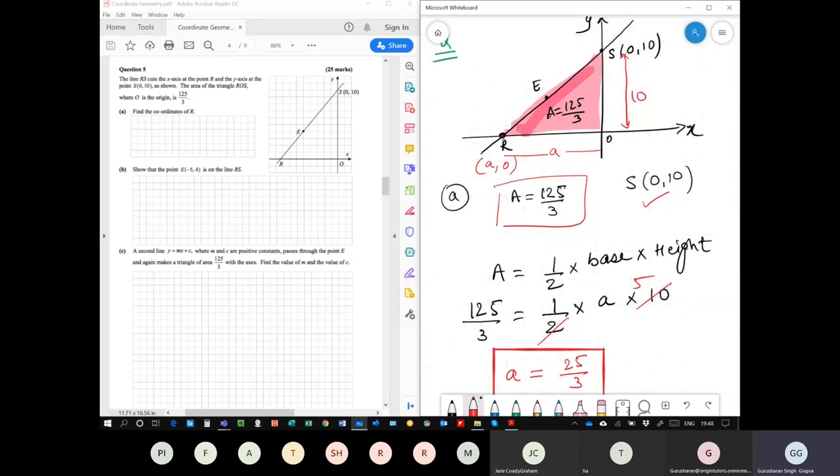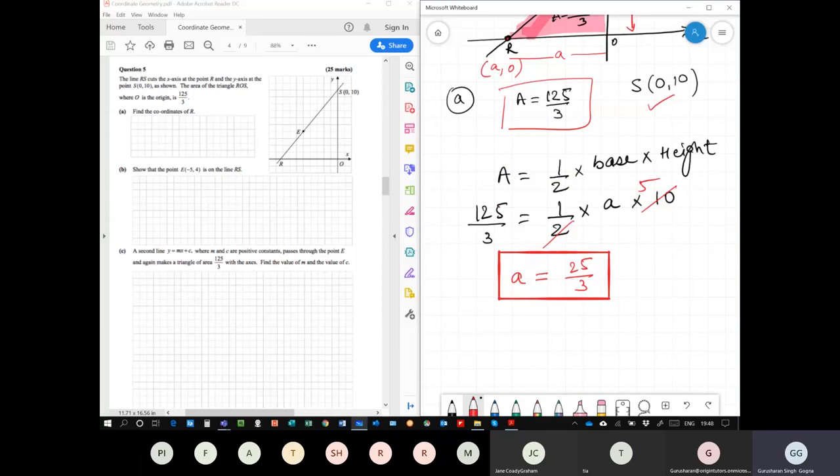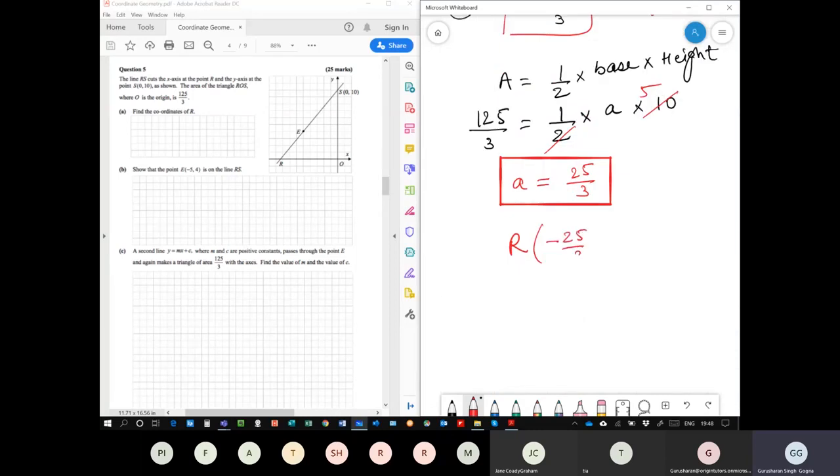However, because the point R is on the left side, you should say the coordinate of point R is minus 25 over 3 comma 0. Now, they deduct marks if you don't write like this. Let's say if you just write 25 over 3 comma 0, they will deduct maybe 1 mark for this, based on the marking scheme. So that's the answer for R. How did we do it? We used the area which is given. Okay, let's do the next part of this question.